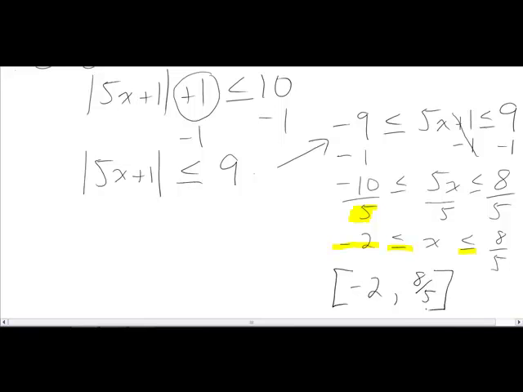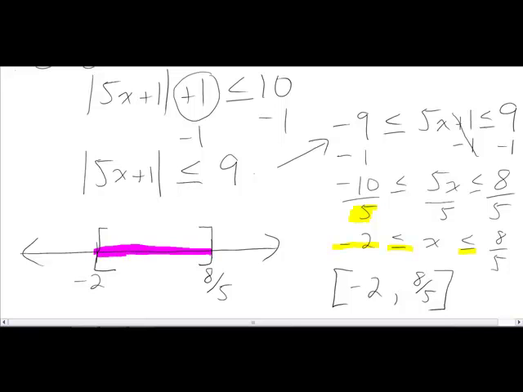Just so you see this, because you'll also see it on a number line. If you were asked to graph this, what would it look like? Well, really you just need 2 points. Here we'll call this one negative 2. We'll call this 8/5. And what would a graph look like? Well, we would have brackets at these 2 points, closing them off. And then everything in between there would be highlighted. So this part would be shaded in.